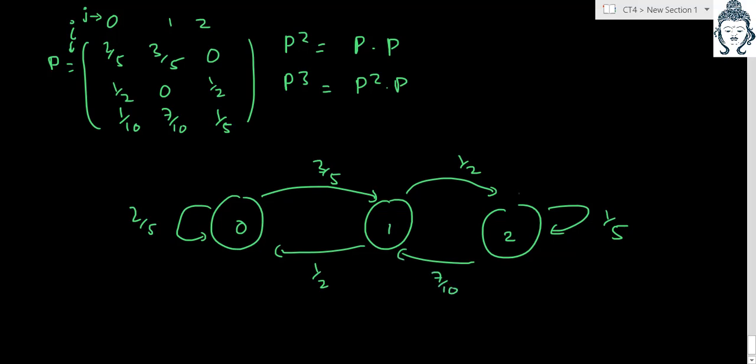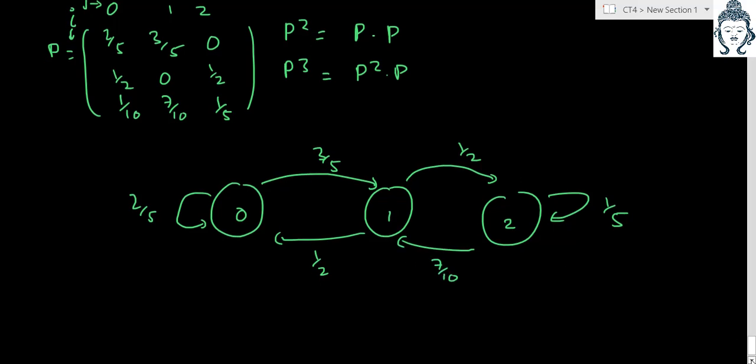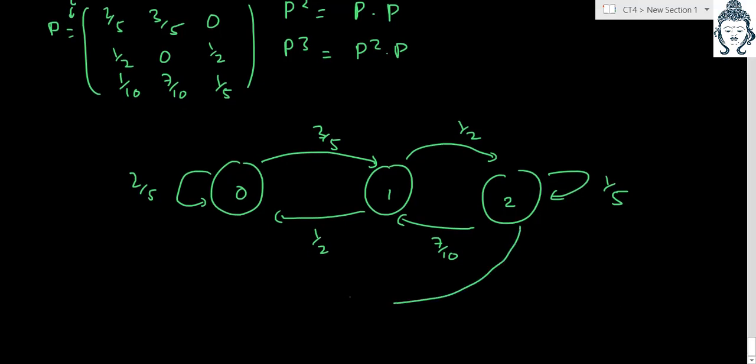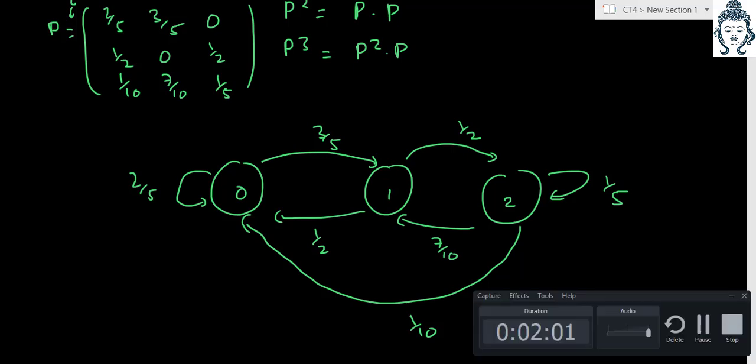And finally you can go from 2 to 0. This transition is also possible here. It wasn't possible in our example, but it is possible here. So this is given as 1 by 10. So this is your transition graph, pretty easy and straightforward to draw. So you can do all of this, right? Okay, so now let's move on to the next section.